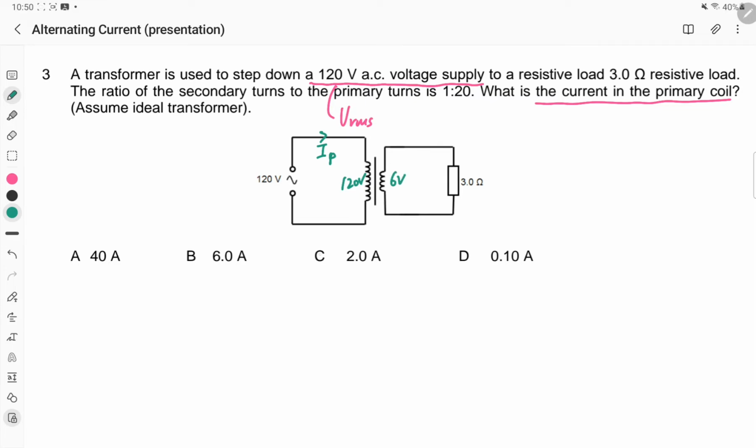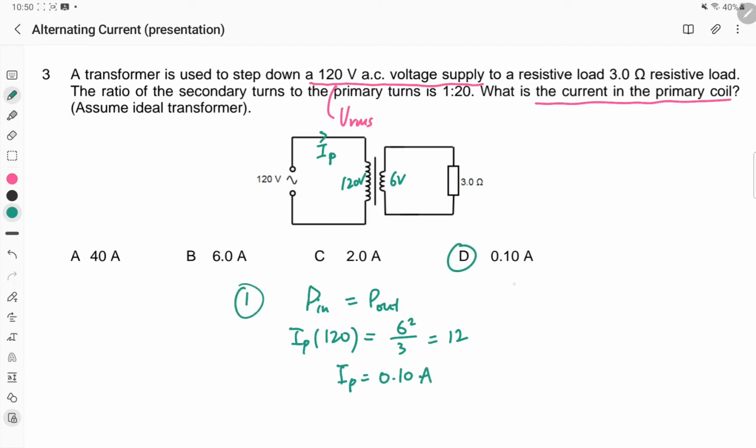Since this is an ideal transformer, the power input will be equal to the power output. Power input will be equal to IP times 120. P equals IV. The output power is simply 6 squared divided by 3, which gives us 36 divided by 3, which is 12. The IP will be equal to 12 divided by 120, so 0.10 ampere. So that will give us D.